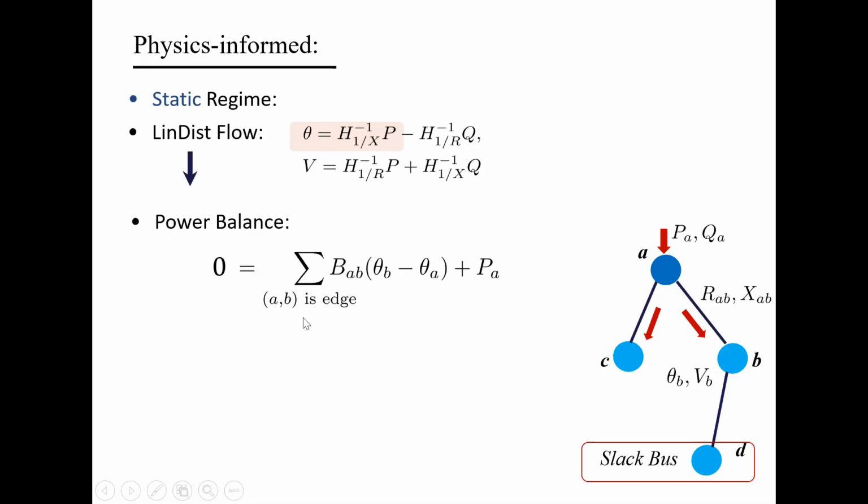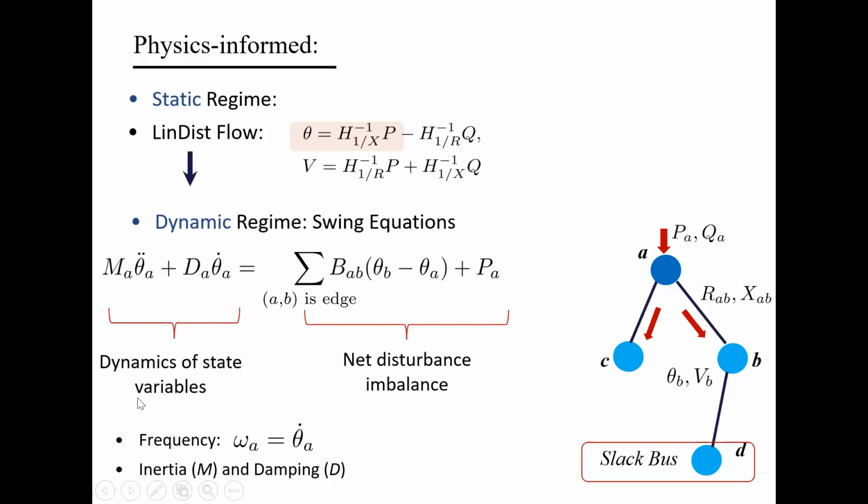Now from static, you can then go to a dynamic regime, which for ambient fluctuations, quite often what you'd use is known as the swing equations. So what this equation really says is you do not have balance everywhere. Okay, so PA plus this quantity is not equal to zero. But this imbalance at every node is leading to a dynamics of state variable, which here is voltage phase angle and its derivatives.